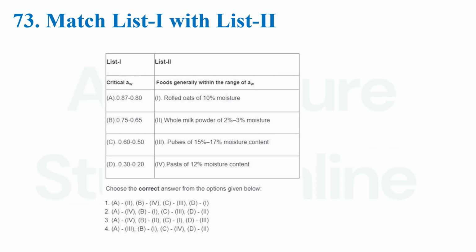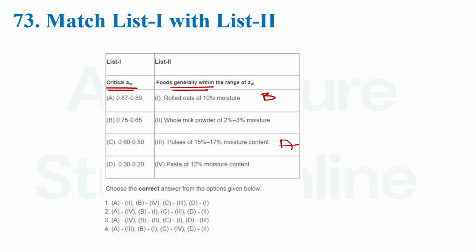Question number 73. We have to match the critical water activity with the foods generally within the range of the water activity. First, 0.87 to 0.8, so it will be option 3: pulses of 15 to 17% moisture content. Means it's a moderate moisture having higher water activity. Next, 0.75 to 0.65: rolled oats having 10% moisture. Means it is having lower moisture than the pulses, so moderate water activity.